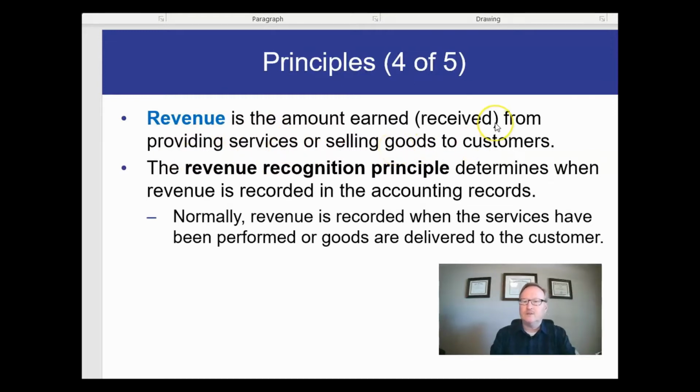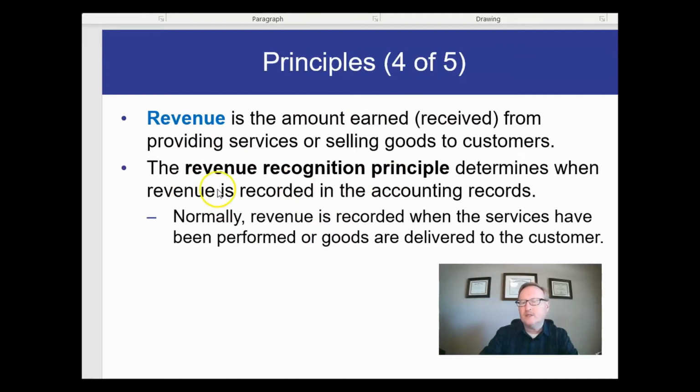But we could have other kinds of revenue too, and we'll see this as we go on. Like maybe I loaned you some money and you're paying me interest. I have interest revenue. Or maybe I have a house that you're renting and I have rent revenue. I didn't really sell you anything. I didn't provide you a service. You're using my house and you're paying me rent, right? So that's rent revenue. So different kinds, and we'll see that as we go.